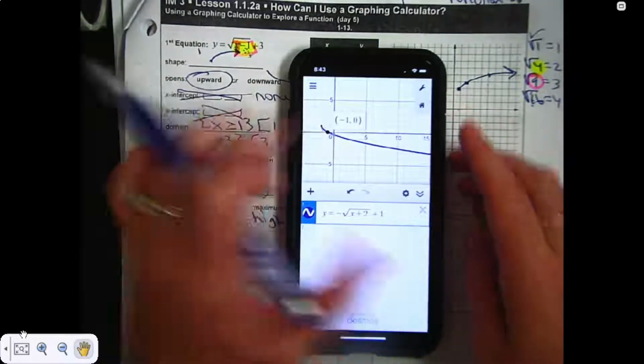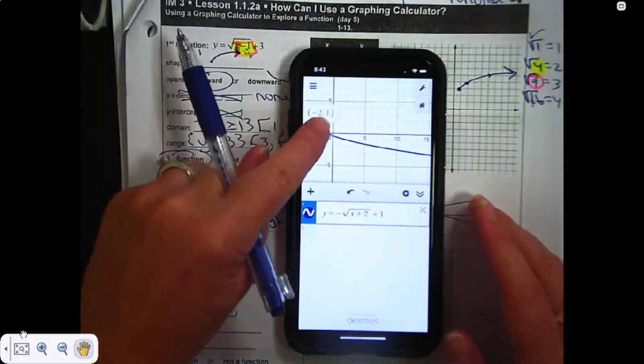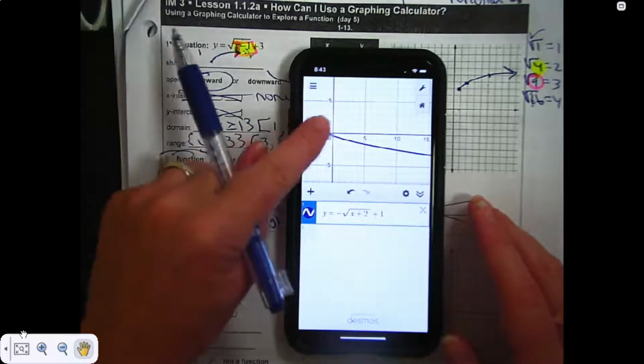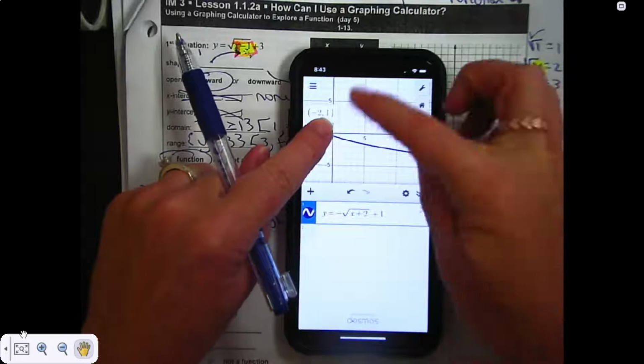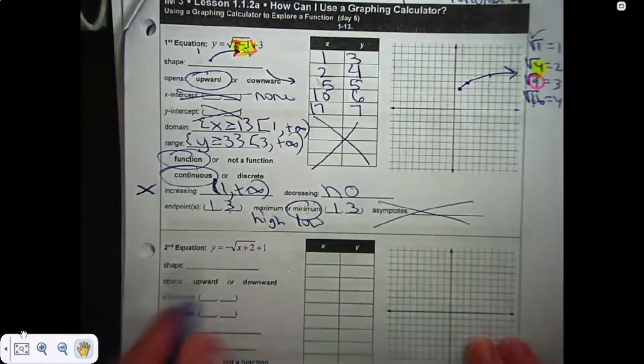Oh, wait a minute, something happened. I didn't press the starting point. Let's try this again. I'm not very good at it. There we go. So, oops, it's very sensitive. If you see, it's negative 2, 1. Interesting. Okay, so we know the shape.